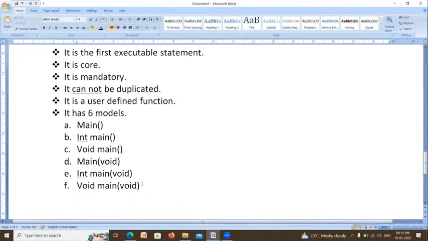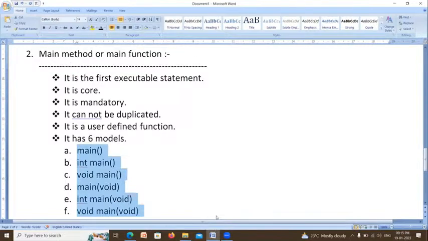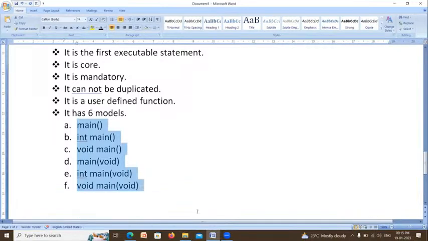You can write the main method in the following 6 models. Any one model you can follow. I am following the 3rd model. You can follow the 2nd model, or the 1st model, or the 4th model. Any model you can use, no problem at all. What is the difference between the models? There is no difference. Actually, you can understand the difference at the time of functions.